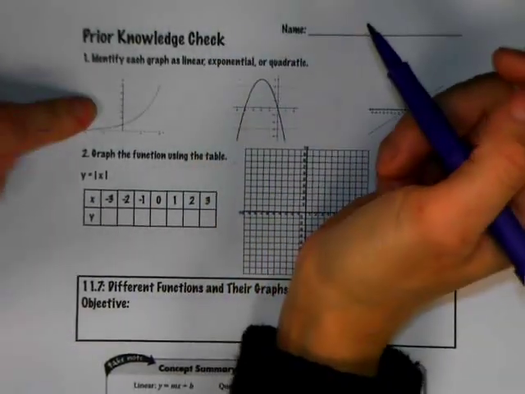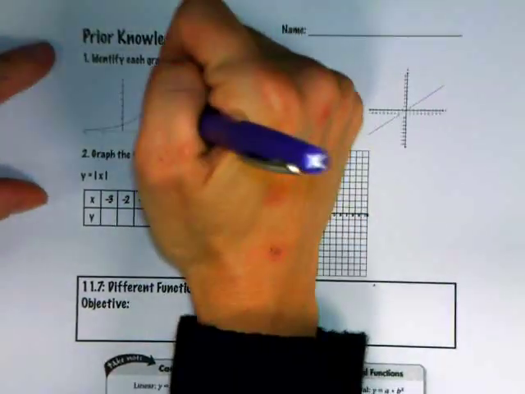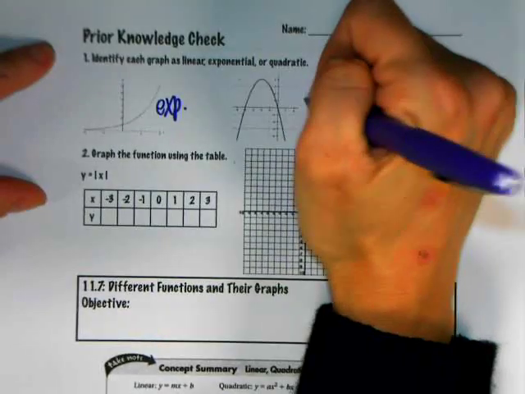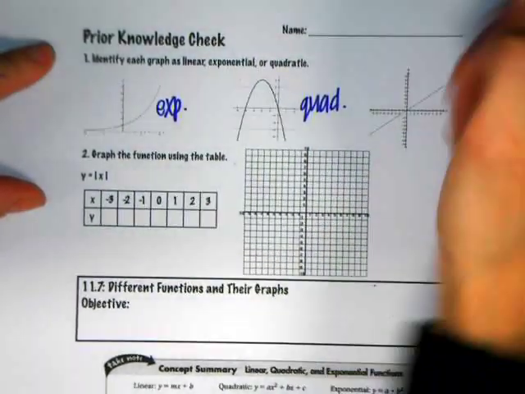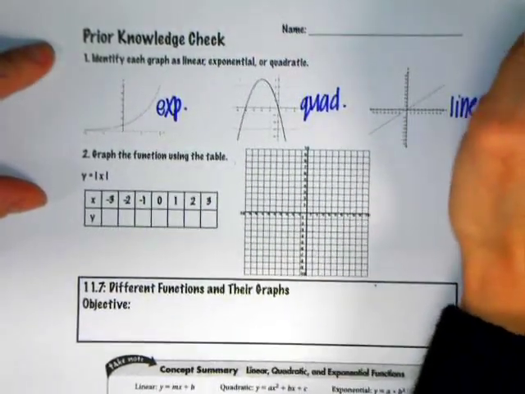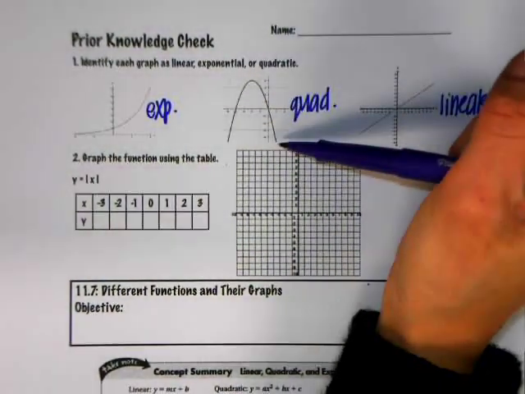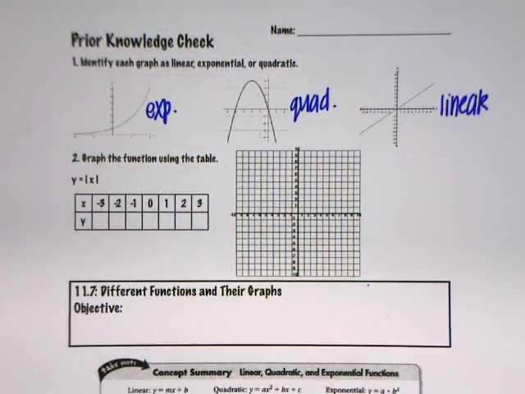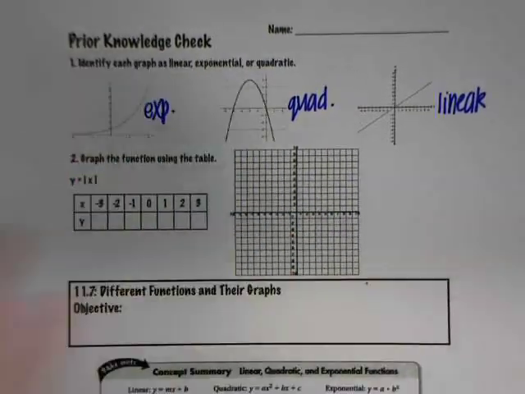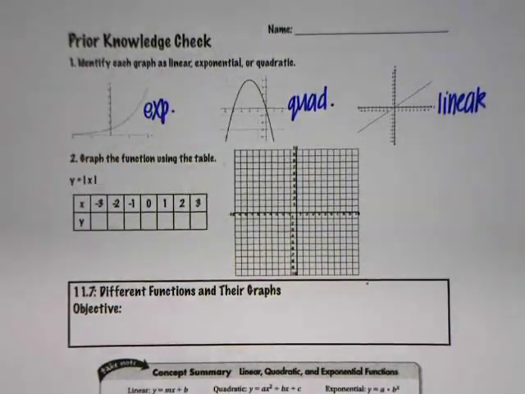First one, what kind is the first one? Exponential. Quadratic, then linear. Yeah, then quadratic, and then linear. So linear is always going to be a straight line. Quadratic is always going to be that U shape, so it's going to go up and then back down, or down and then back up. And then exponential increases or decreases on one side and flattens out on the other.